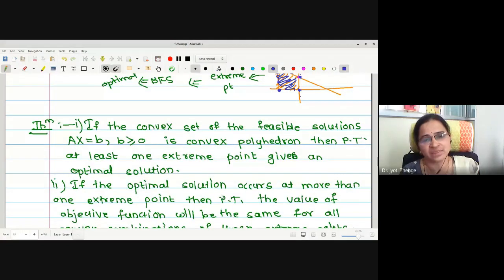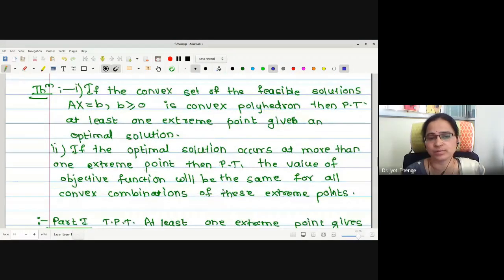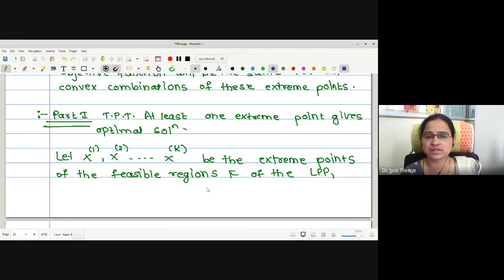In the second theorem of fundamental linear programming problem, we have studied that the convex set of feasible solutions is a convex polyhedron. What is a convex polyhedron? A convex polyhedron is a convex hull having a finite number of points. In this situation, we want to prove that at least one extreme point gives us the optimal solution. The second part says that if the optimal solution occurs at more than one extreme point, then the value of the objective function remains the same for all the convex combinations of these extreme points.